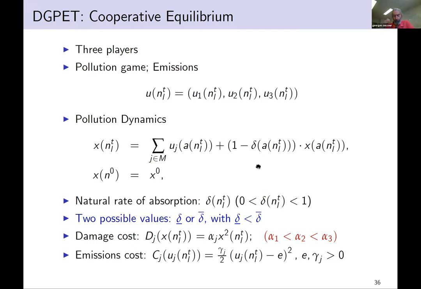And I want to illustrate the theory I've been developing by assuming that this delta is stochastic. We don't know precisely how much oceans can absorb CO2.